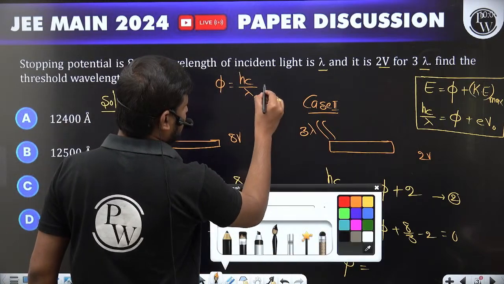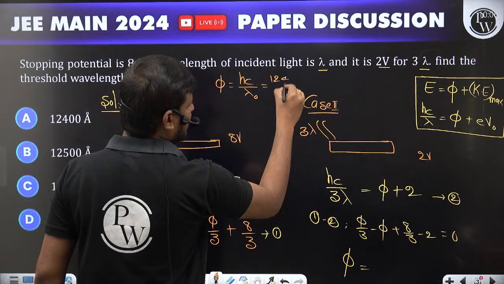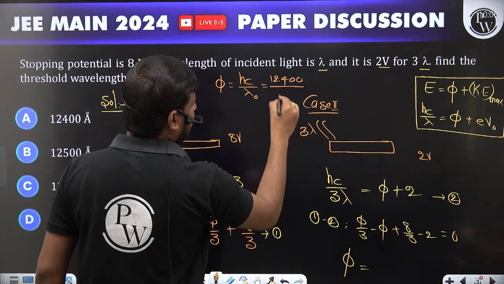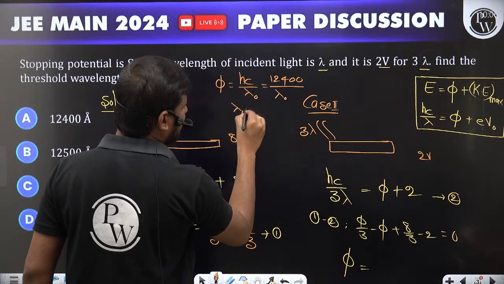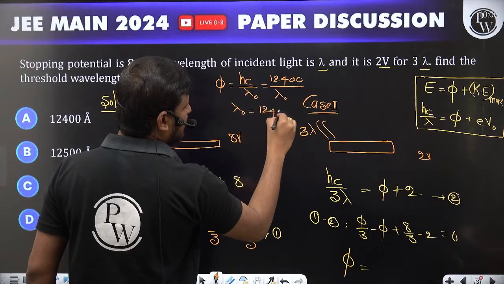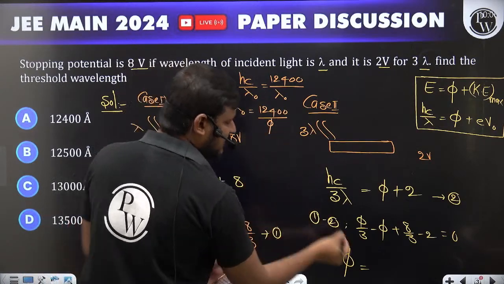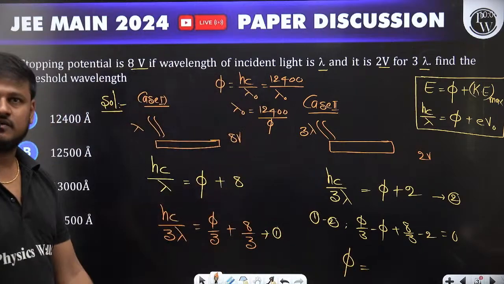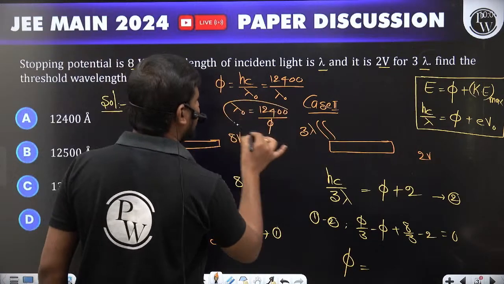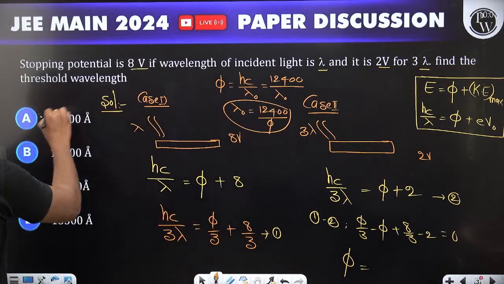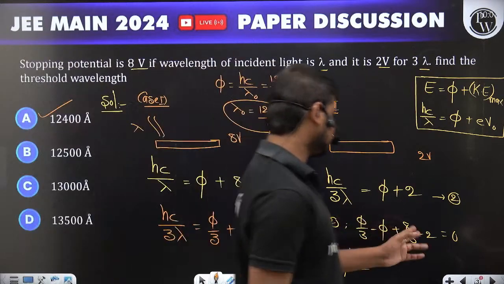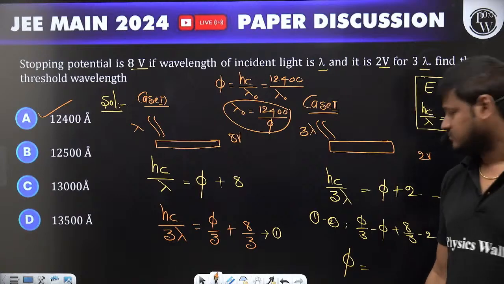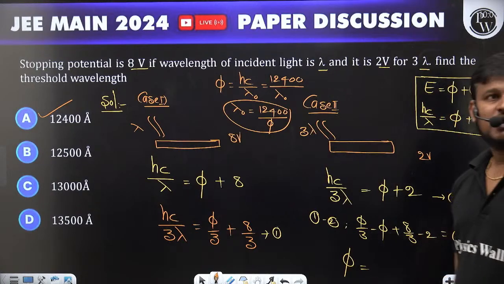So what is this one? You know that lambda naught is 12,400 by phi. Whatever phi you get here, you substitute it here. Okay, so that we get the final wavelength in angstroms, 12,400 angstrom divided by phi. This comes out to be somewhere around 1. Clear this part? Understood, guys?